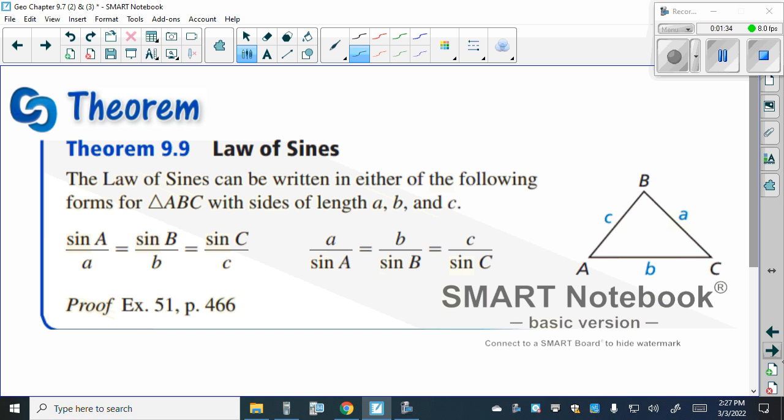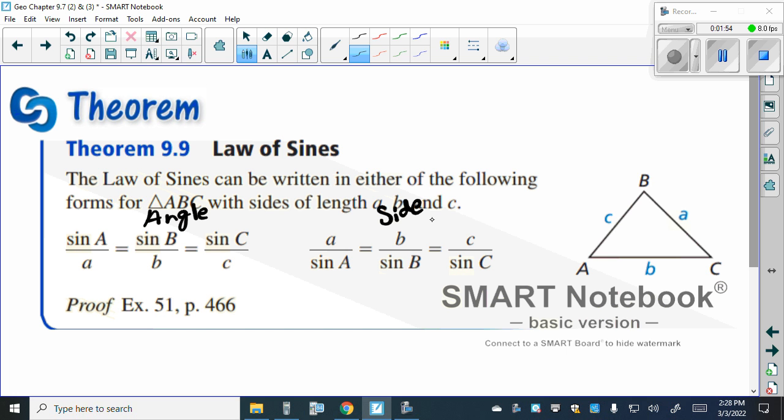Sine of A over A, sine of B over B is equal to sine of C over C. We really use this one here to find a missing angle. A over sine of A is equal to B over sine of B is equal to C over sine of C. We really use this one to find sides, a missing side.